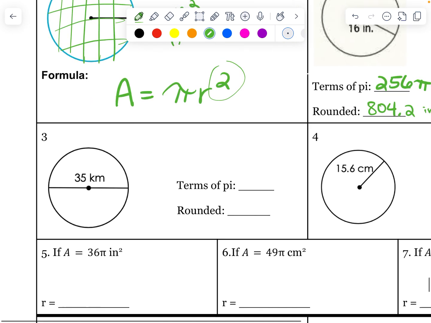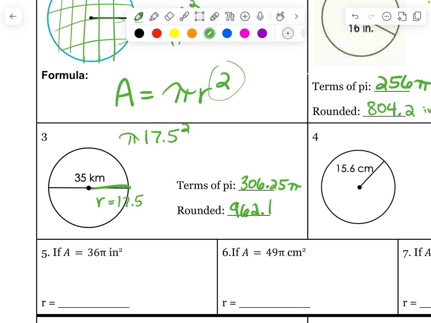In terms of pi and rounded, this is going to be a little bit messier because this radius is only going to be, what's 35 divided by 2? 17.5. So we're going to have to go pi times 17.5 squared. So this is going to be a little messy, 306.25 pi. Most of the time you're not going to have a decimal with the pi, but I want you to see it. So now let's go times pi, gives me 962.1 kilometers squared.